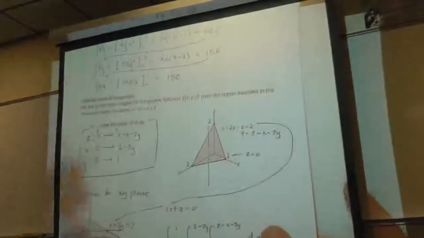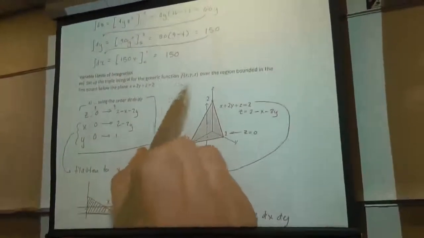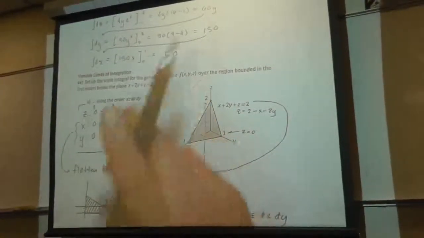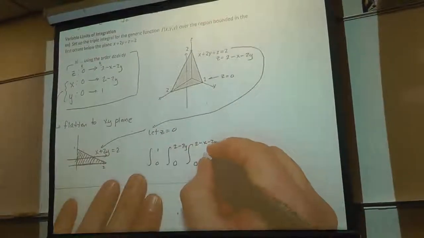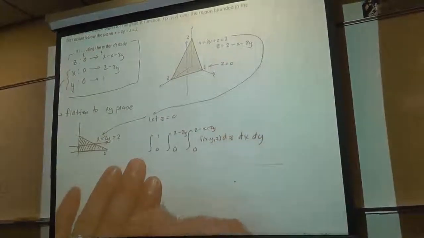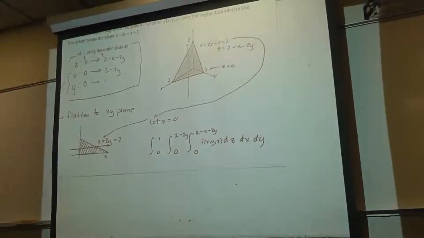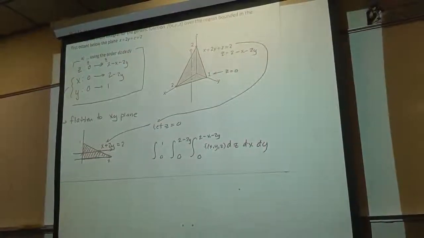Oh, by the way, sorry about this. Let me read the instructions. It says set up the triple integral for a generic function f of x, y, z. So up here we were given the function 8yz, but this one says just a generic function f of x, y, z. So that's intended to be our integrand. We don't know what this function is. It's just some generic function that we would integrate over this tetrahedron to find whatever its integral value would be.